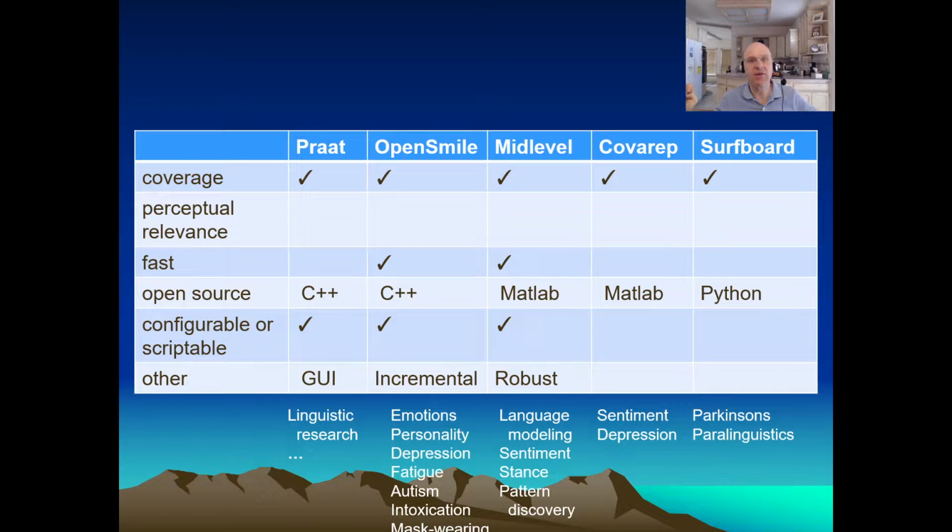OpenSmile in particular is incremental. You can apply it to a speech stream coming from a live microphone and get the features in real time. Midlevel is designed to be robust to dialogue, even with noise in the background.